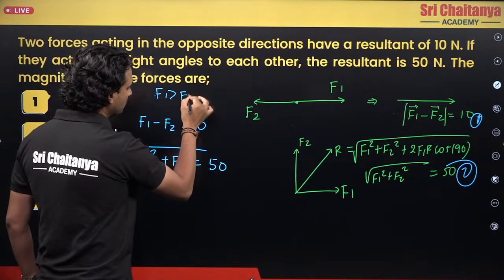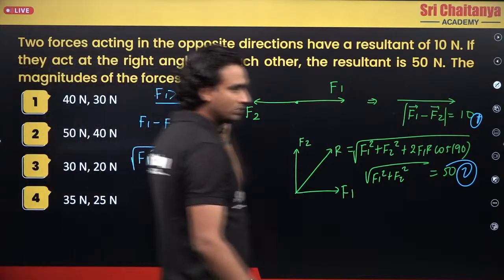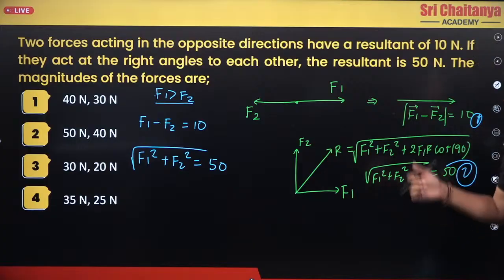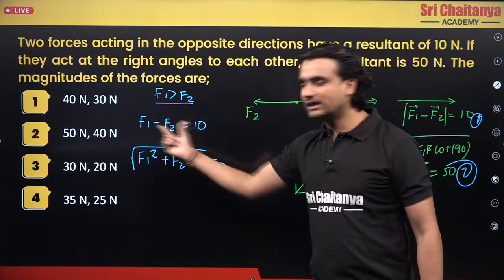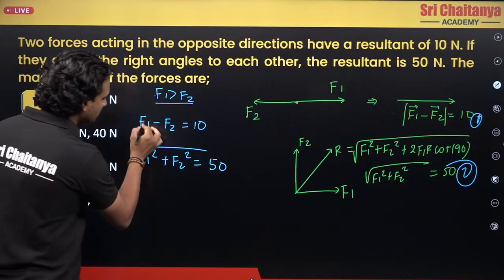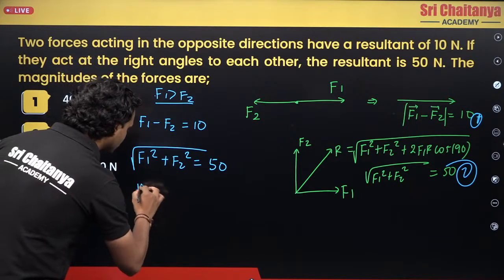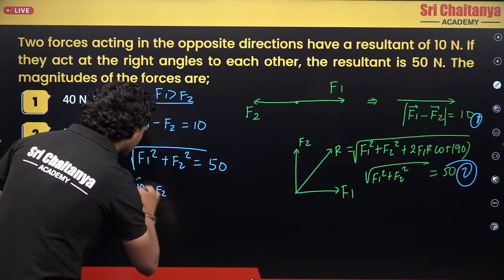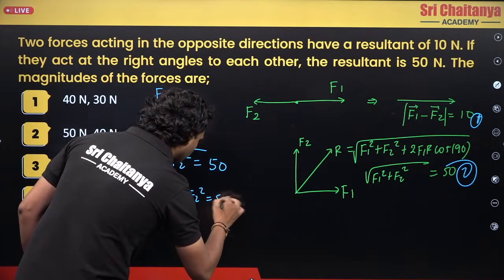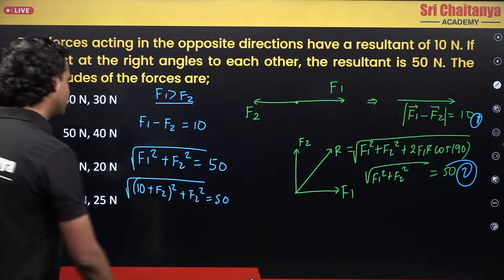Why? Because I am saying that F1 minus F2 is 10. Anything can happen: F1 can be bigger than F2 or F2 can be greater than F1. But since I am writing this, I am assuming that F1 is greater than F2. Now I can substitute the value of F1 from here. So it will become 10 plus F2 whole square plus F2 square is equal to 50 under root. So let's square both the sides.